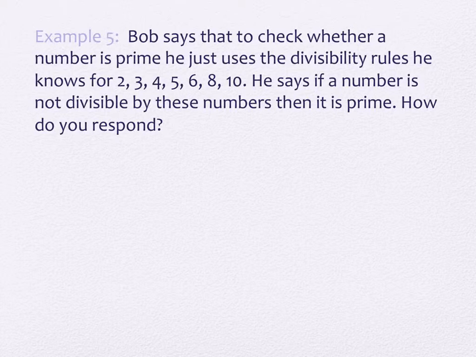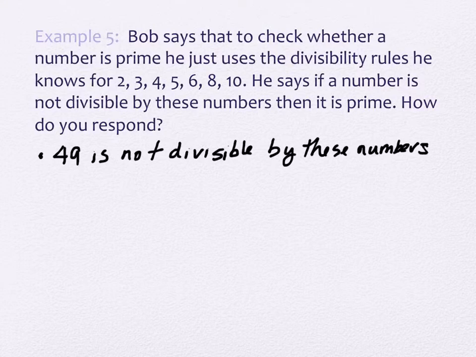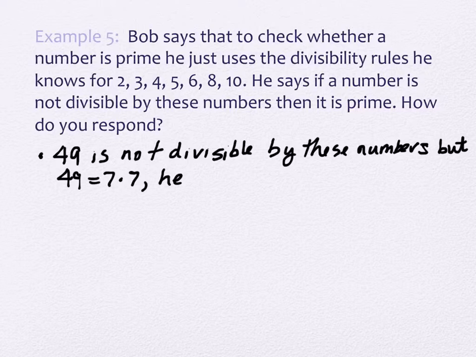There's several things that we might want to say to Mr. Bob. What about the number 49? Okay, so that's our first problem. The first problem, directly in contrast to what he's saying, is 49 is not divisible by these numbers. But 49 equals 7 times 7, hence is not prime.